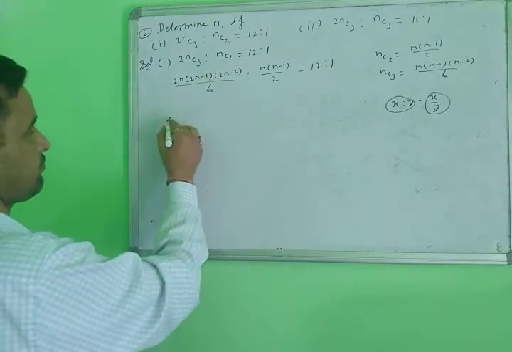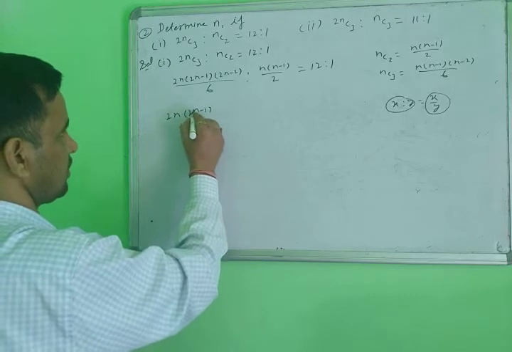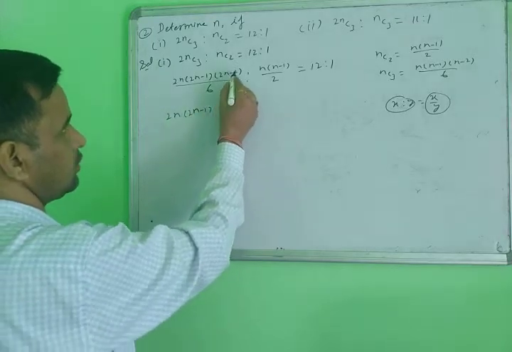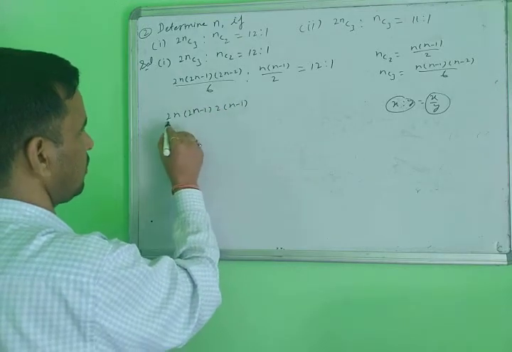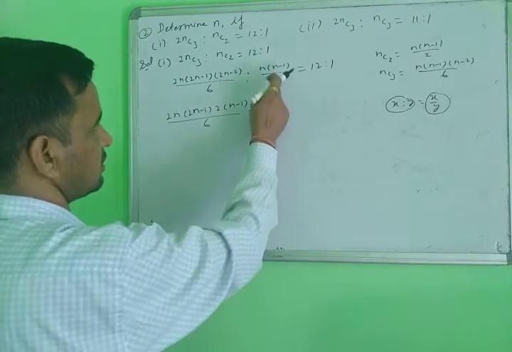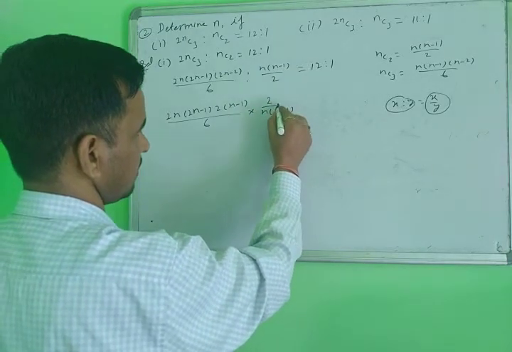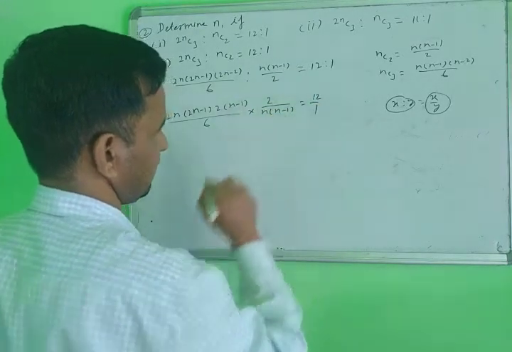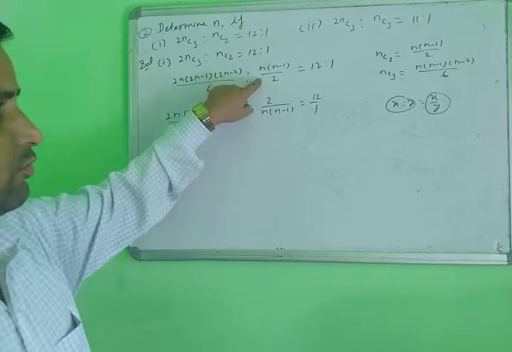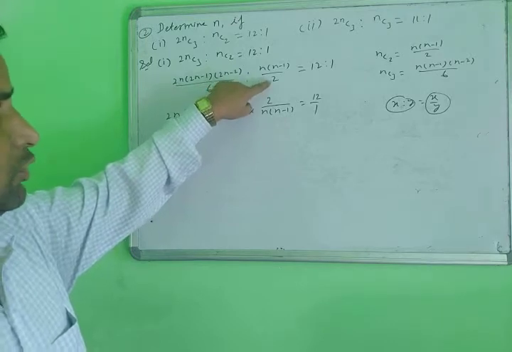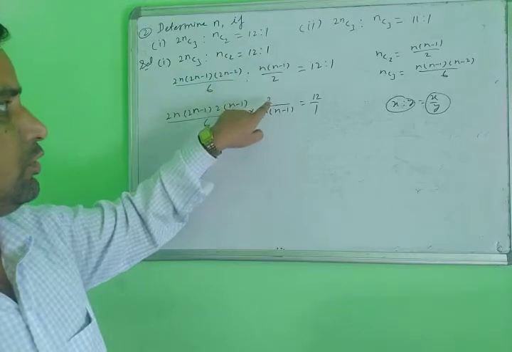Now 2n and 2n minus 1. Taking 2 common here, so it is (n minus 1) upon 6, and in reciprocal form 2 upon (n minus 1), equal 12 upon 1. Because this is a fraction form, you write it in the reciprocal form. The numerator will go to the denominator and the denominator will move into the numerator.